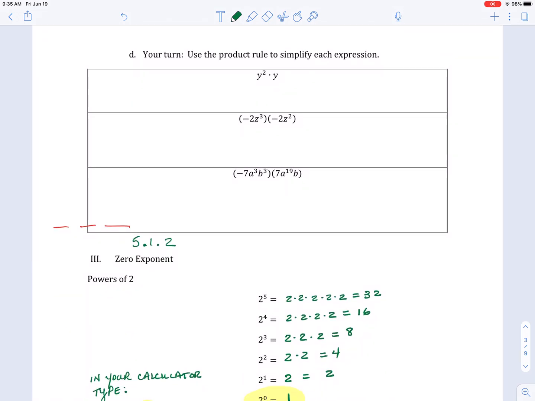Let me work these quickly. And you can practice these along, making sure that you get the same answer that I'm getting. So it looks like negative 49, a to the 22nd, b to the 4th. So we'll stop there with our first rule.